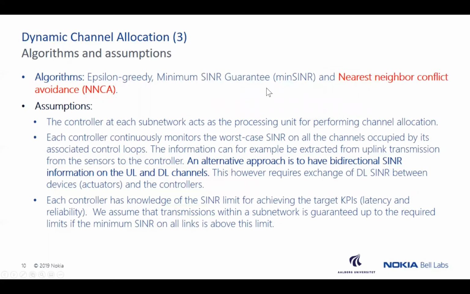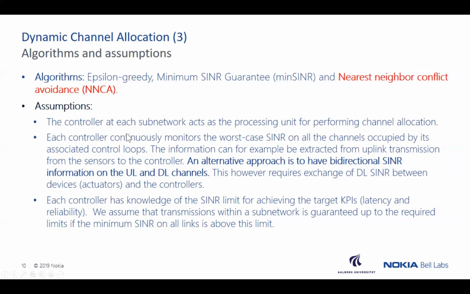So the task now is how to have an algorithm for enabling this monitoring of the frequency channels and initiating switching decisions based on the sensing measurement at a given time. To do that, we have looked at a number of distributed algorithms, including what is called the epsilon greedy, minimum SINR guarantee, and the nearest neighbor conflict avoidance.